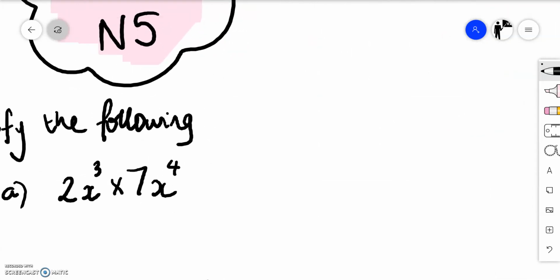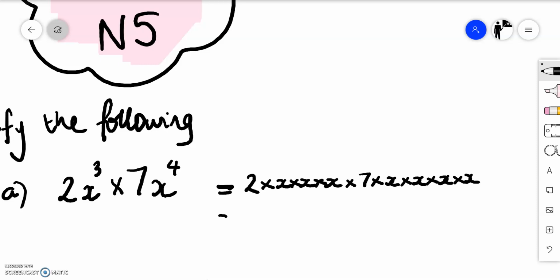Now I'm going to actually write this out a long way. I'm going to make our lives a bit more tricky initially. So 2x cubed is the same as 2 times x times x times x. Then I'm multiplying that by 7 times x times x times x times x. And if we can then just multiply the numbers, that's 14. Then we've got x times x times x, that's x cubed, x to the 4, x to the 5, x to the 6, x to the 7. So my answer here is 14x to the power 7.